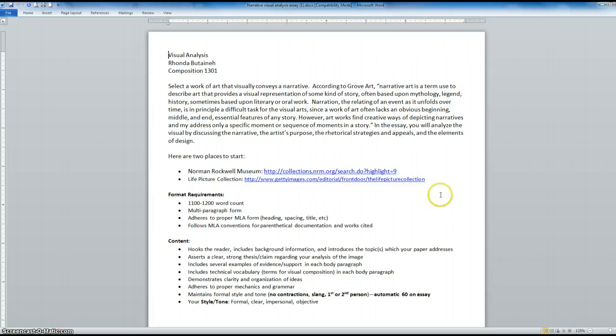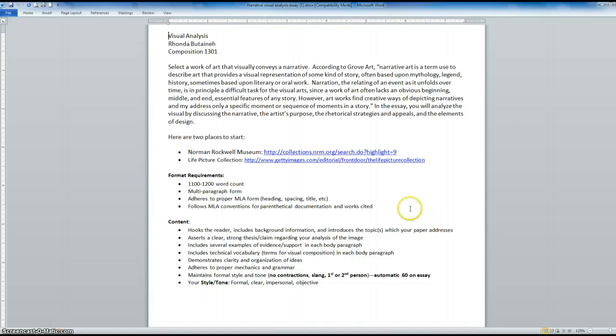And so if you look at this, it kind of unfolds through the different parts. What makes this difficult is there's really not a beginning, middle, and end to the story. And so you have to try to figure out the story that the artist is trying to tell. And that's really the toughest part.